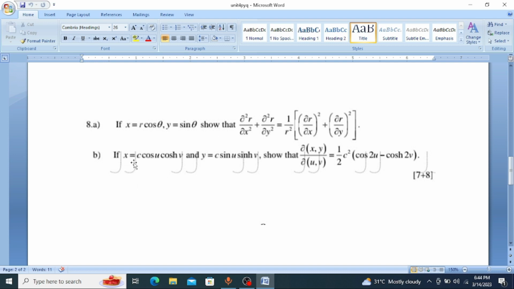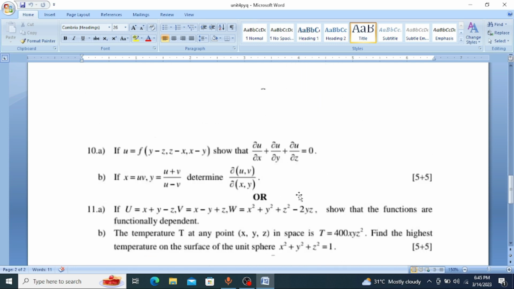And the next question: if x is equal to c cos u cosh v, and y is equal to c sin u sinh v, show that dou of (x, y) by dou of (u, v) is equal to 1 by 2 c square of (cos 2u minus cosh 2v). So you have to differentiate the functions x and y with respect to u and v. So that is what we find out in the Jacobian, that is dou of (x, y) by dou of (u, v). So finally you have to prove that the Jacobian is equal to this value.